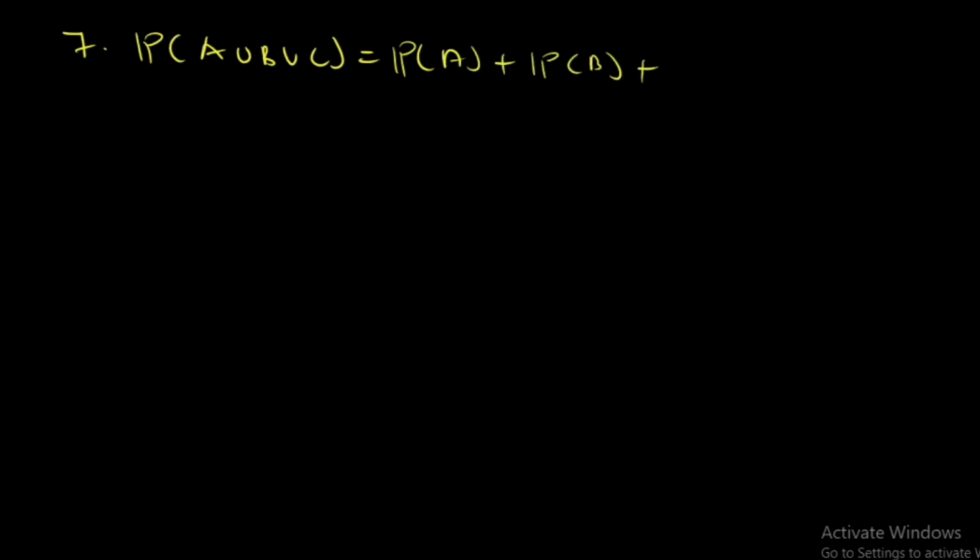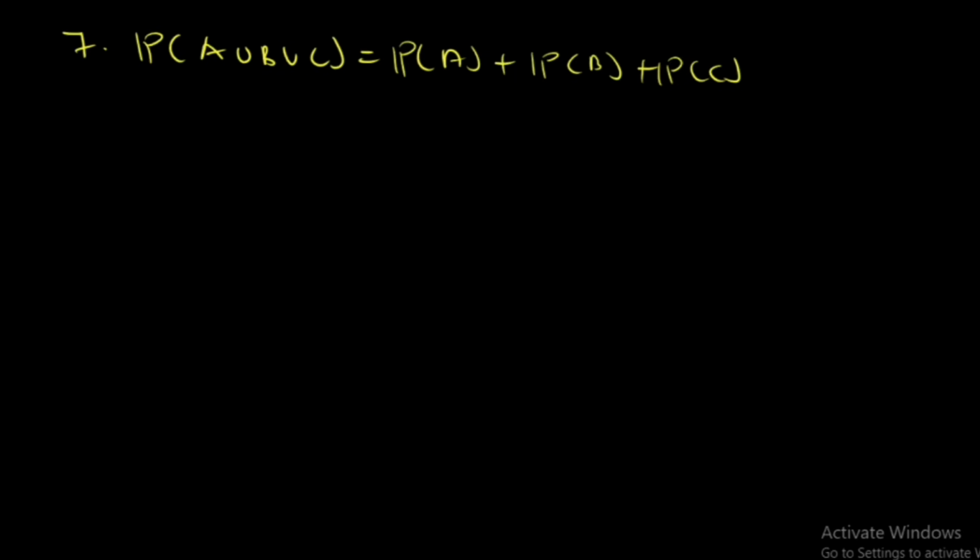With the seventh one, what you're going to concentrate on is that we are finding, for a disjoint set, only for a disjoint set, the probability of A or B or C occurring. We are going to have the probability of A plus the probability of B plus the probability of C, only for a disjoint set.